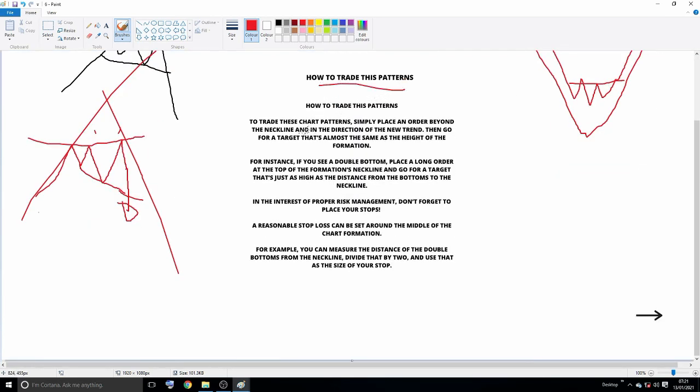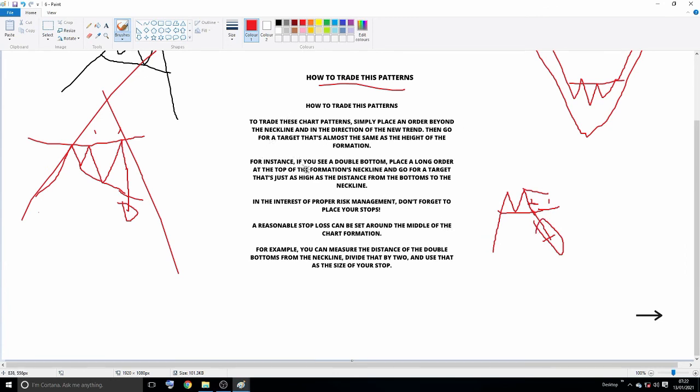How to trade these patterns? To trade these chart patterns, simply place an order beyond the neckline in the direction of the new trend. Then go for a target that is almost the same height as the formation. So let's say maybe you have this double top. You can sell here and have a target that is equal to this part. Let's see, your target can be here. Your target can be equal to this part.